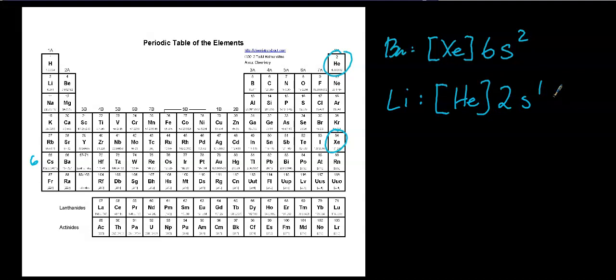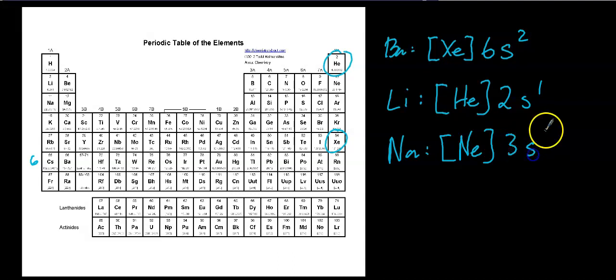All right, here's one for you to try. Go ahead and write the condensed configuration for sodium. Pause the video, please, so you have time to do this. So the noble gas that comes before sodium is neon. Again, when we put neon in brackets, that means 1s2, 2s2, 2p6. So we're continuing from 2p6. So go to the third row, 3s1.